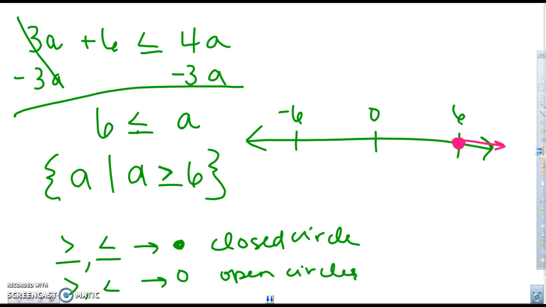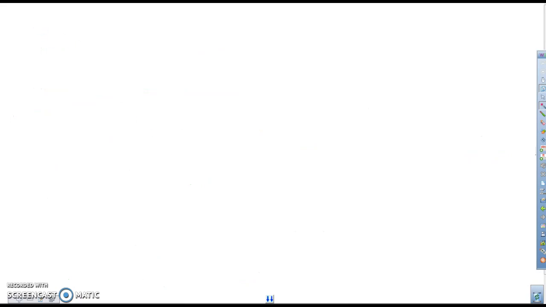Okay? So go ahead and try one of these problems on your own. We'll do 9n minus 1 less than 10n. Okay? And when you give your answer in set builder notation, then tell me if you were graphing, if you would use an open circle or a closed circle.